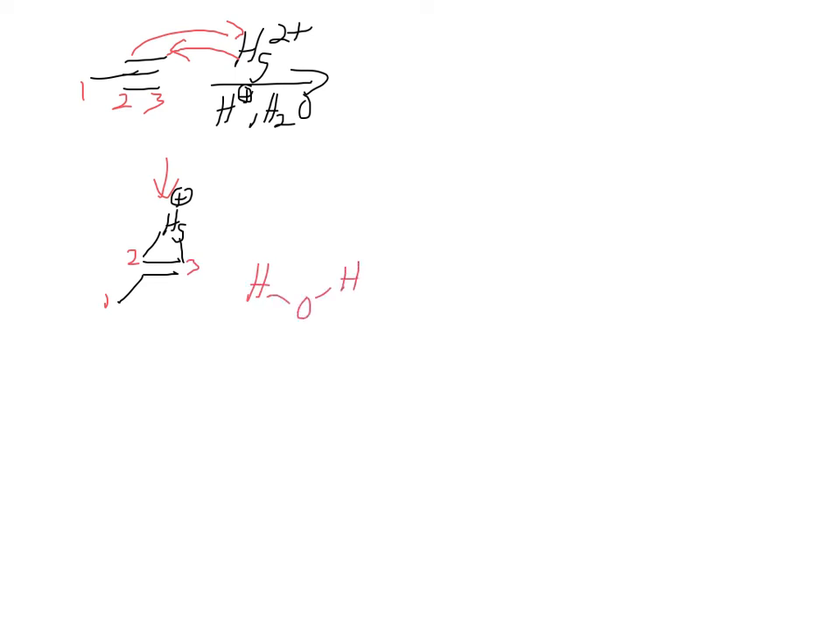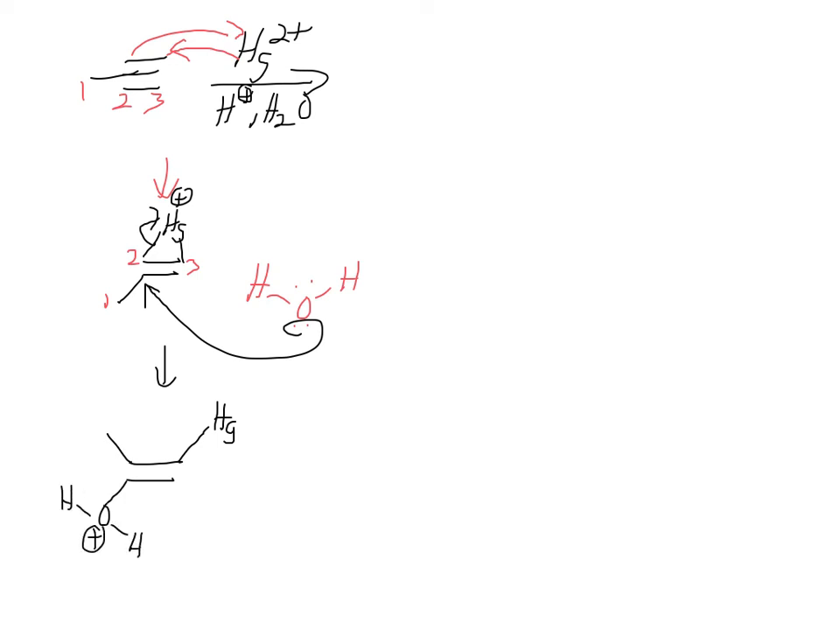Which carbon should water attack? 2. Makes sense. That means the 2 mercury bond is breaking. It's broken. So now you see the mercury and the water are trans to each other, because we get a trans addition.